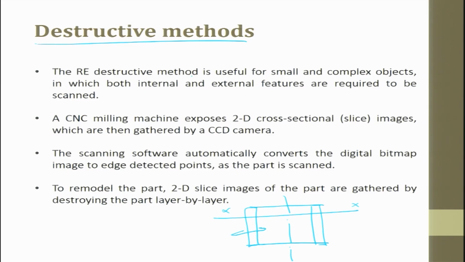So, the destructive method is used for small and complex objects in which both internal and external features are required to be scanned. A CNC milling machine exposes 2D cross-section slice images, which are then generated by a CCD camera. The scanning software automatically converts the digital bitmap image to edge-detected points as the part is scanned. For remodeling the part, 2D slice images are gathered by destroying the part layer by layer, and you try to get the information.